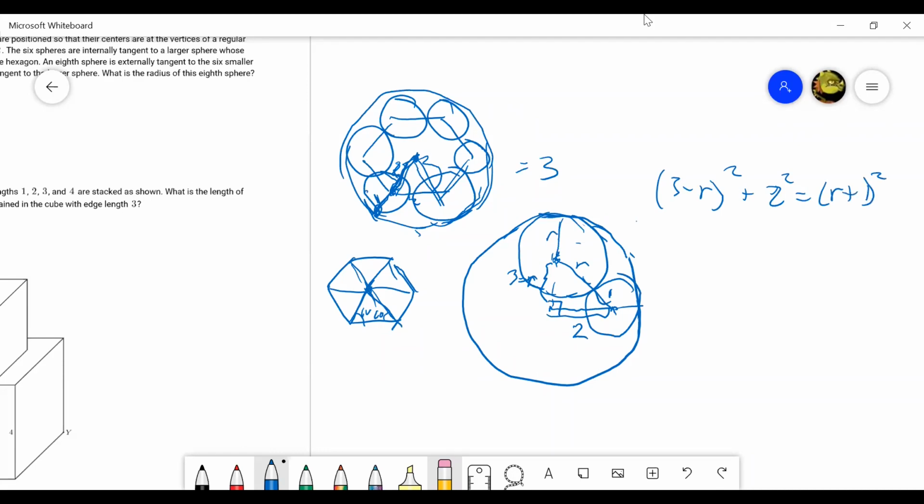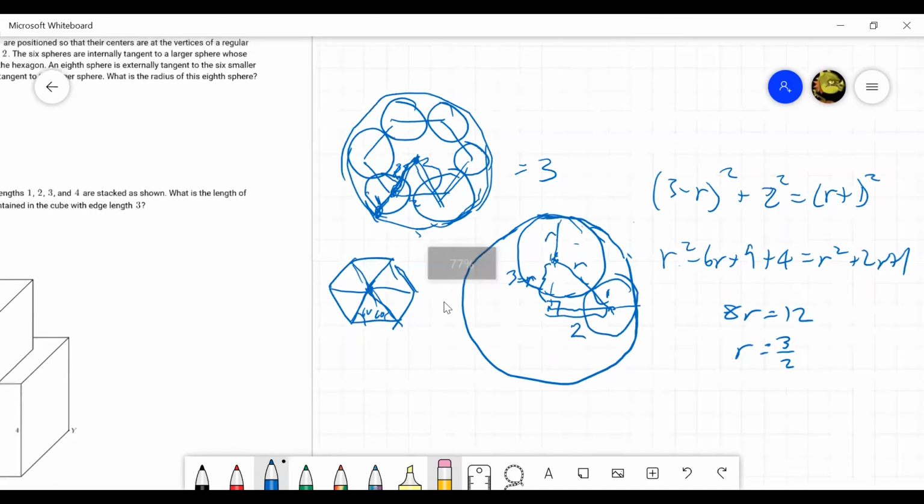And from here, you just have to solve the equation. I guess I can do this since it's not that long. The r squares would just cancel out, so you're going to be left with 8r equals 12, and r equals 3 over 2. So that would be the answer to this problem, 3/2. Are there any questions on this problem?